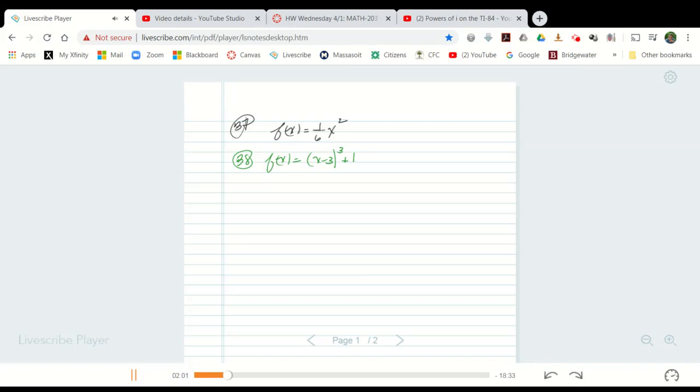Now remember where the cube function is. You can hit that little caret. It's in the very last column, and it's right below the clear sign. So if you put in parentheses x minus 3, hit that little caret that looks like an upside down V. It's right below the clear sign.